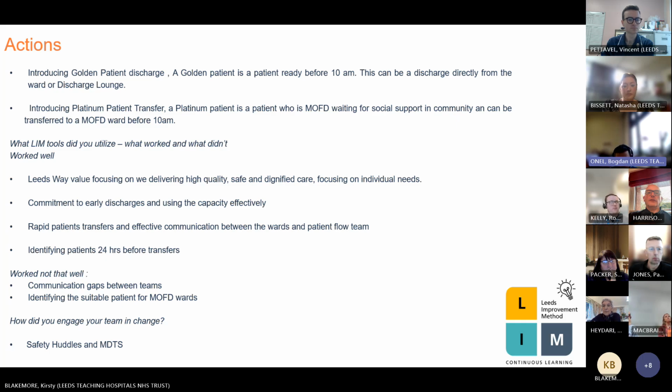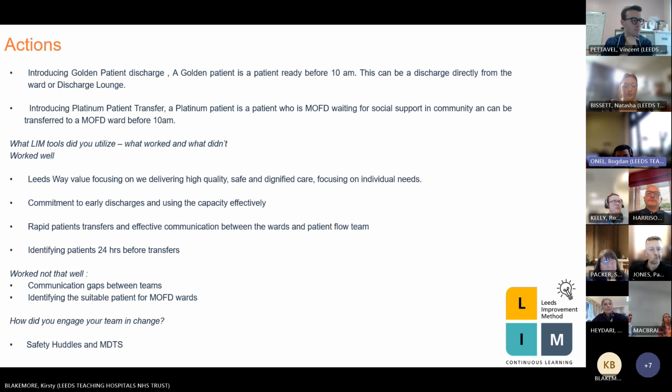We've been working towards the Leeds Way values, focusing to deliver high quality, safe and dignified care. Our commitment to the early discharges and using the capacity effectively. We saw an increase in rapid patient transfers and much more effective communications between the wards and our patient flow team. And we identify the patients 24 hours before the transfer, the platinum patient transfer.